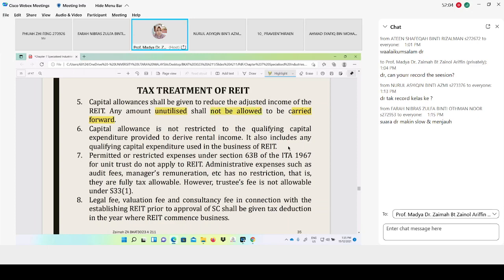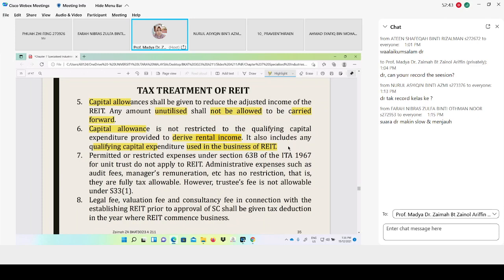Okay, still about capital allowance. Capital allowance is not restricted to the QCE provided to derive rental income. It also includes any QCE that is used in the business of the REIT. Remember, just now in the unit trust, you have QCE, but the QCE is only related to the rental income. Right?